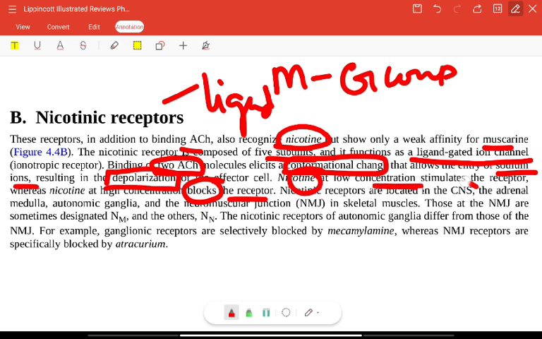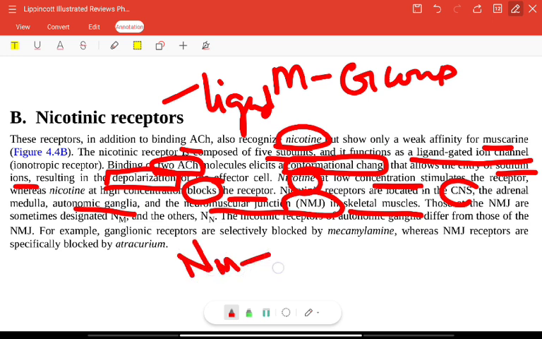Now where are these present? In the CNS, adrenal medulla, autonomic ganglia, and neuromuscular junction in the skeletal muscles. Those of skeletal muscles are known as NM, M for muscles, and the others are known as NN. Now the receptors of autonomic ganglia differ from those of NMJ. For example, ganglionic receptors are selectively blocked by mecamylamine, whereas NMJ receptors are blocked by atracurium.